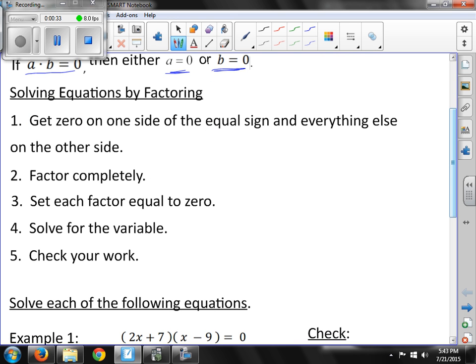Rules for solving equations by factoring. The first rule is to get 0 on one side of the equal sign and everything else on the other side. 0 has to be on one side. Factor completely is number 2. Number 3 is to set each factor equal to 0. Number 4 is to solve for the variable. And number 5 is to check your work.